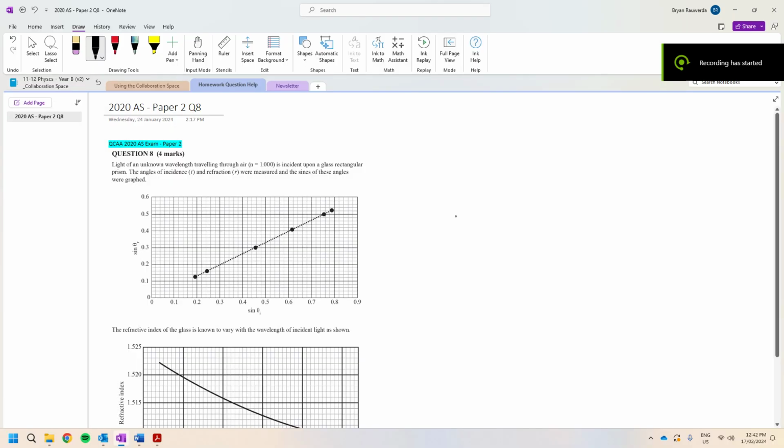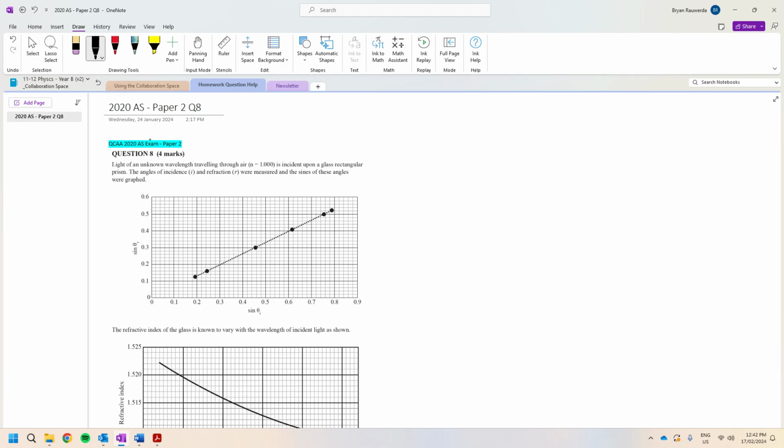All right, starting a quick, well, probably not quick, but we'll see how we go. Recording to talk through 2020 alternate sequence paper 2, question 8, regarding some refractive indexes of light.